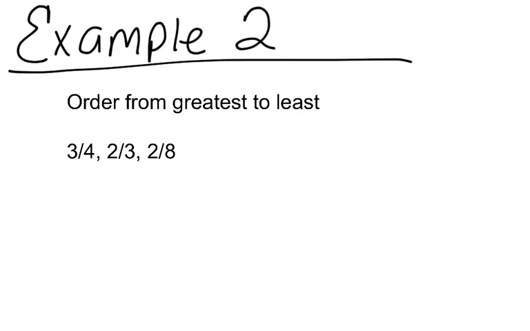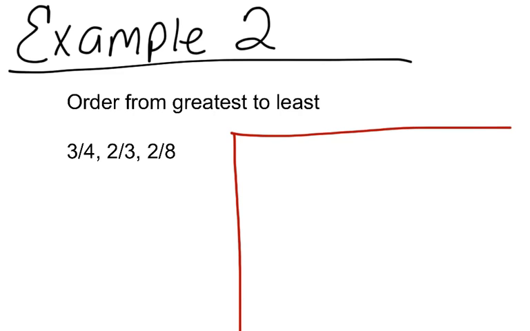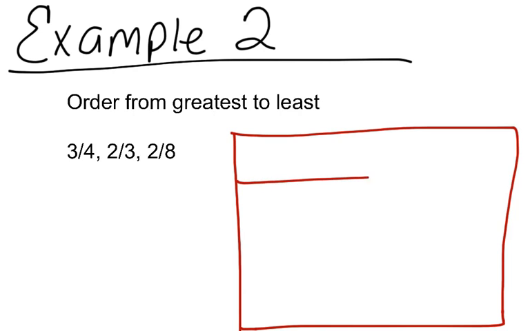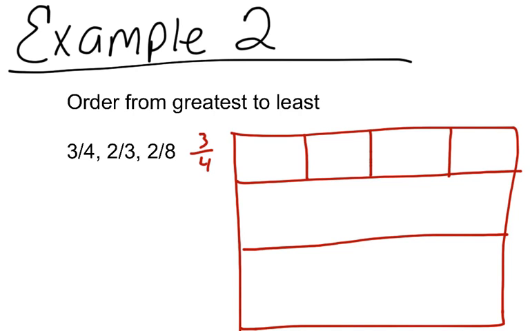So this time we're going to order and compare 3/4, 2/3, and 2/8. So again, I'm going to do the same thing. Draw me a box. This one I'm going to split to make my 3/4. So this is going to be my 3/4 box right here. I'm going to label the side of it. Then this one is the one I'm going to shade in 2/3.